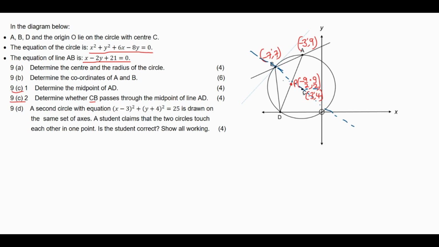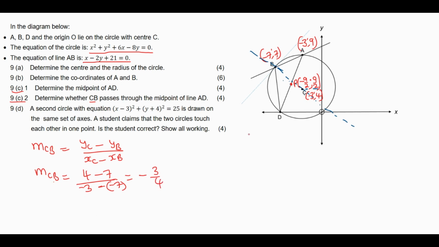B, P, and C. Let's find the gradient of CB first. Y at C minus y at B over x at C minus x at B. So the gradient of CB is equal to 4 minus 7 over negative 3 minus negative 7. Then we get that the gradient is negative 3 over 4. So this is the gradient of CB.